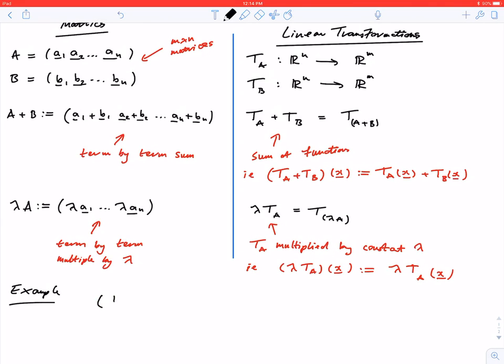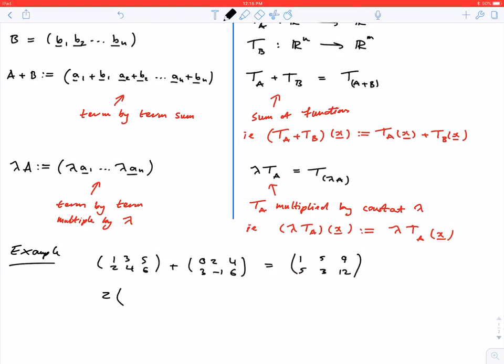If I was to do 1, 2, 3, 4, 5, 6, this is fast becoming my favourite matrix, plus 0, 2, 4, 3, minus 1, 6, let's say again. Well, then you literally just do the term by term sum. So it would be 1 plus 0, 1, 2 plus 3, 5, 5 plus 4, 9, 2 plus 3, 5, 4 plus minus 1 is 3, 6 plus 6, 12. It's super duper simple.